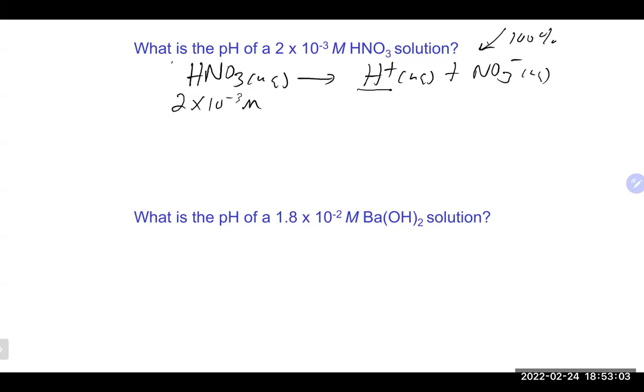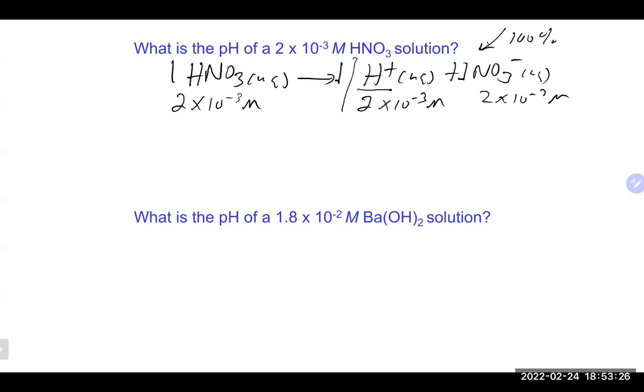It is a 1-to-1 relationship, right? Which means concentration works that way. If it's a 1-to-1 relationship, this will be 2 times 10 to the minus 3 molar. By the way, the nitrate is also a 1-to-1 relationship, which means the nitrate would be 2 times 10 to the minus 3 molar. Not that you really need that for this problem.